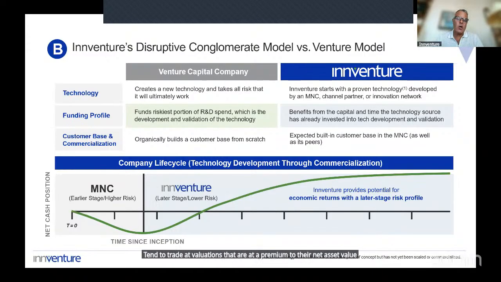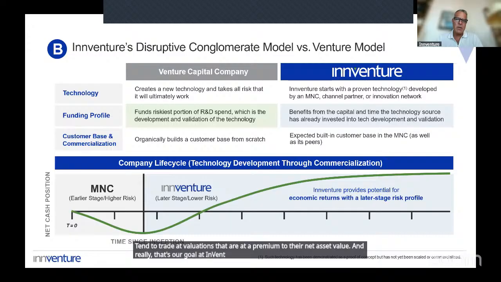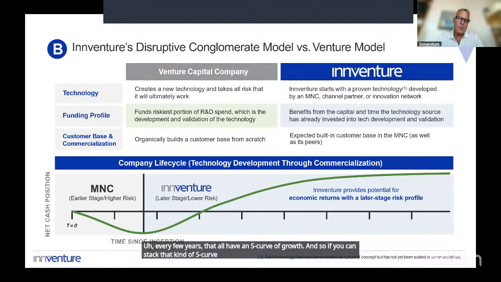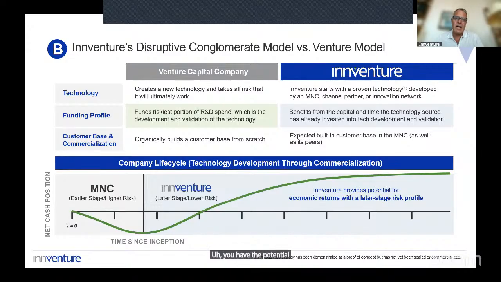And really, that's our goal at Innventure, is to be able to demonstrate that we can create value and repeat that value creation by systematically launching companies every few years that all have an S curve of growth. And so if you can stack that kind of S curve of growth of the companies you launch, you have the potential to create high compound earnings growth. And by doing that, get a premium valuation.